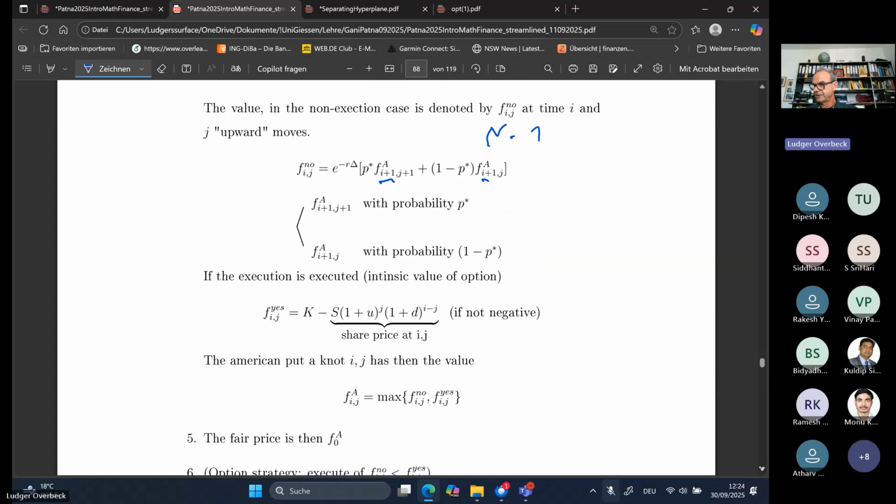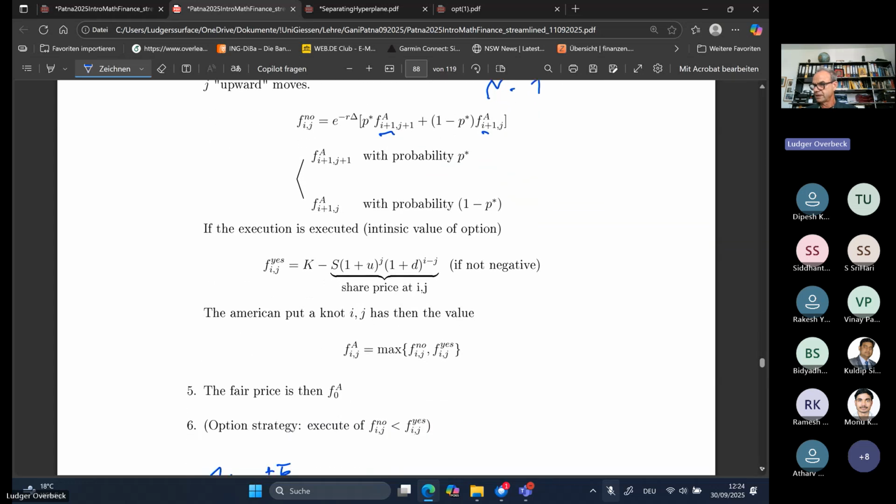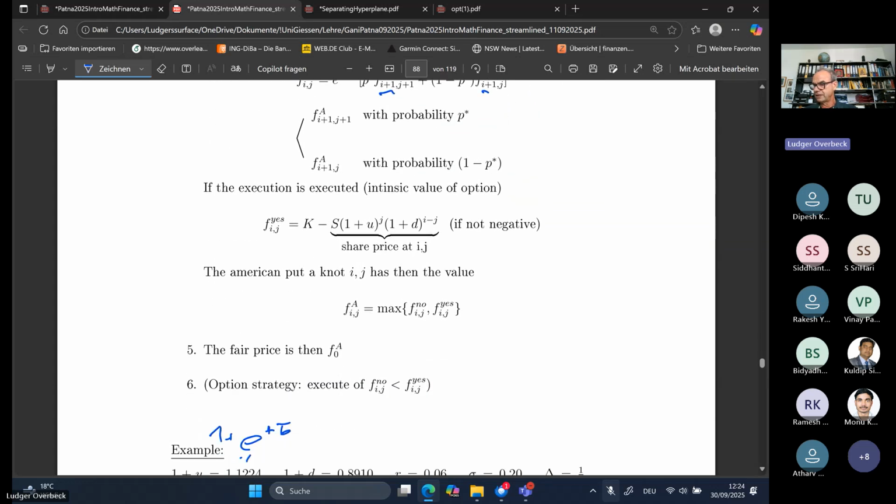If the execution is executed, your yes value is this one, and you execute as soon. If you are now at a point I and state J, this you can calculate. This you have done. Now you can calculate if non-execution is worse than execution. And then you execute.